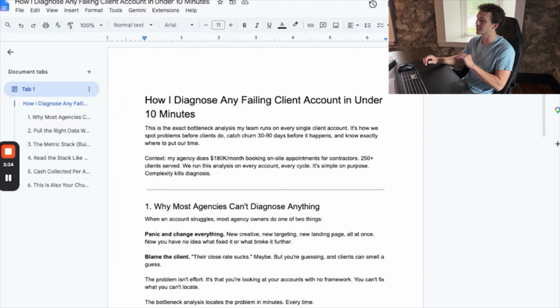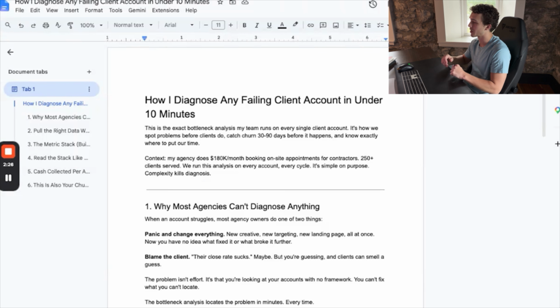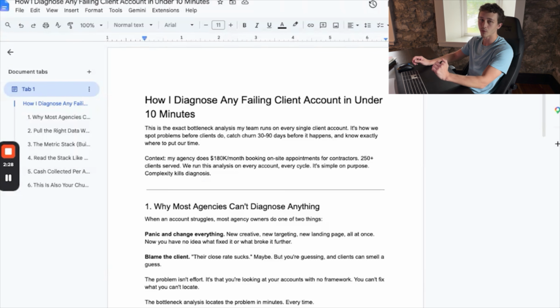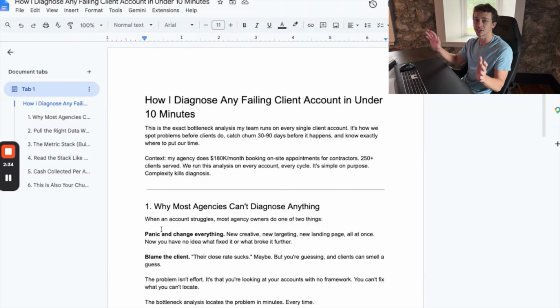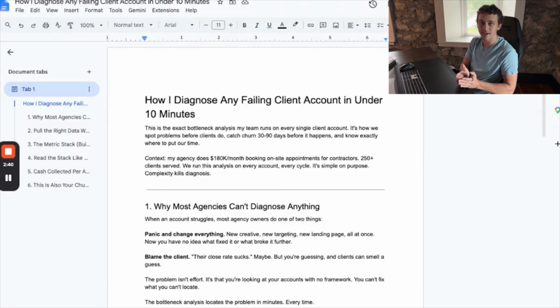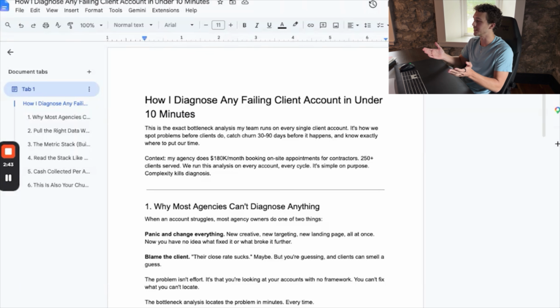So for a little bit of context, my agency does $180K a month booking on-site appointments for contractors. We've worked with over 250 clients at this point, and we run this analysis on every single account. And it's pretty simple on purpose. A lot of you, I'm sure, maybe even do this for your own agency, but you're not doing it for your clients and you're wondering why your churn is through the roof.